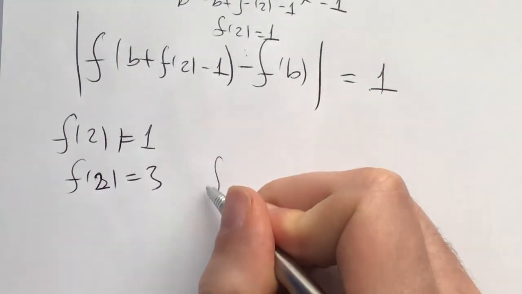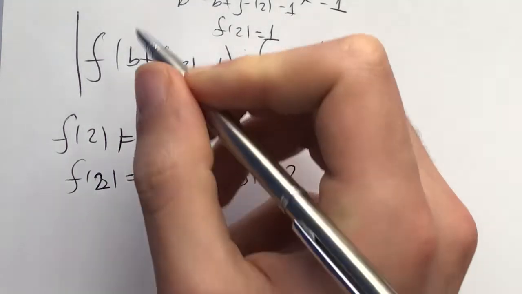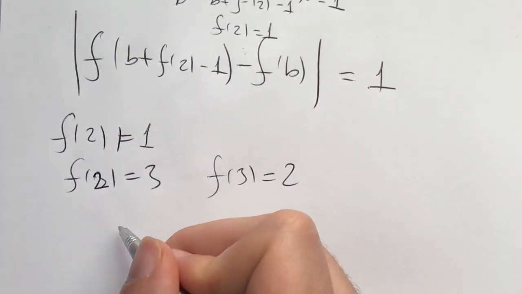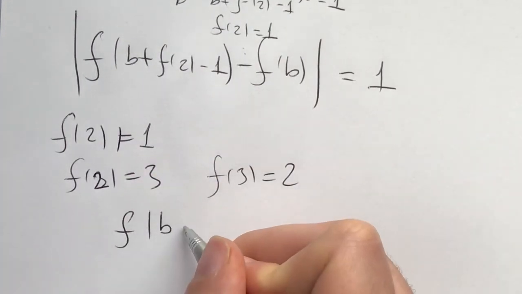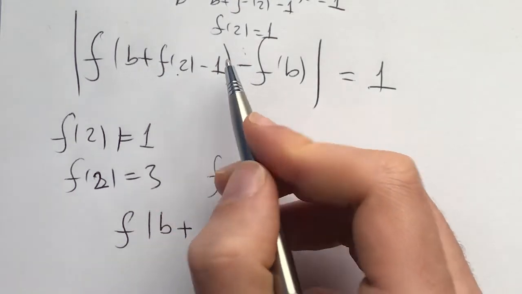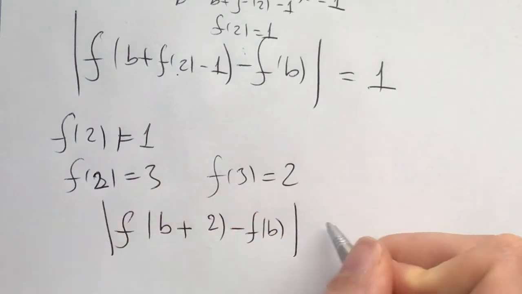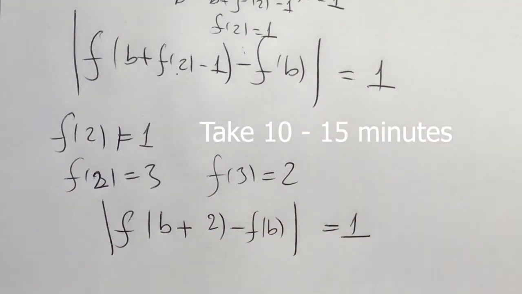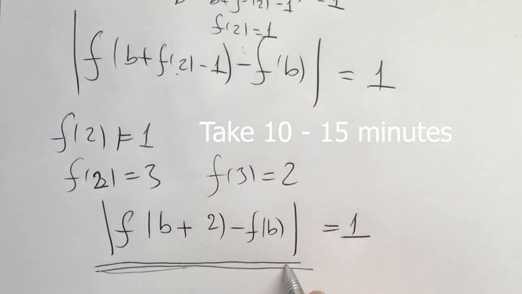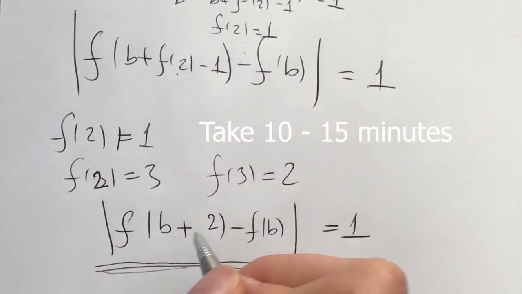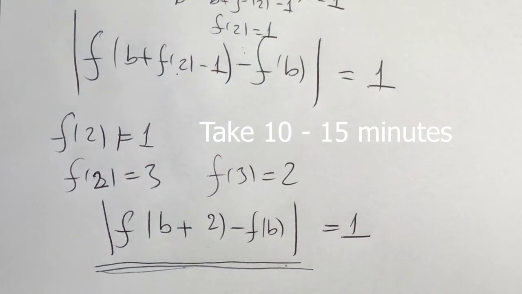Well, then we know that f of 3 is equal to 2, because f of a is equal to a. But also here we know that f of b plus 3 minus 1 plus 2 minus f of b is equal to 1. Now I invite you to take 10 to 15 minutes and figure out what we can infer from this. Take 10 to 15, 20 minutes even.